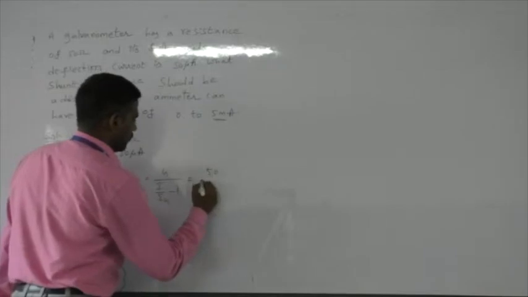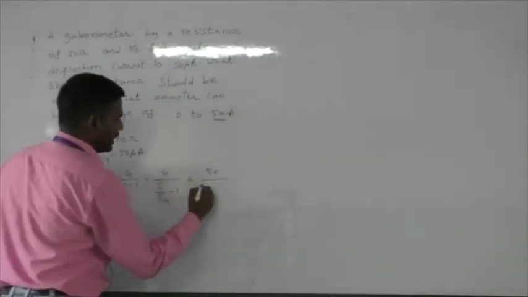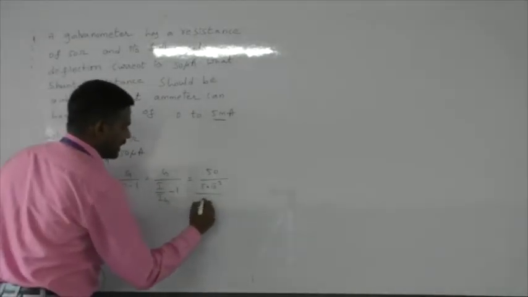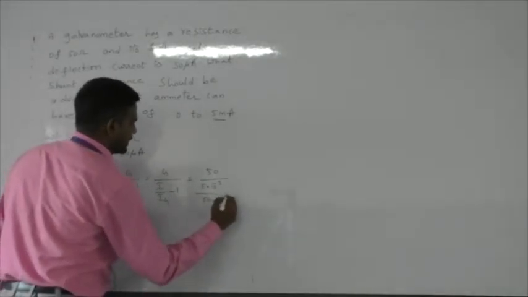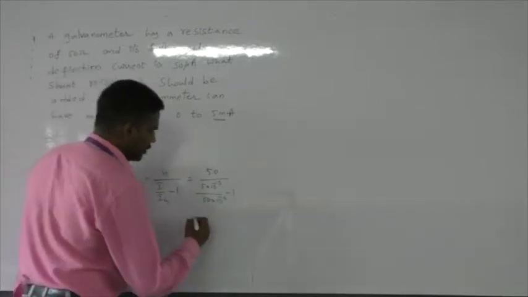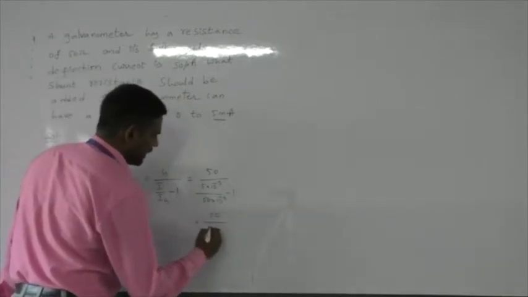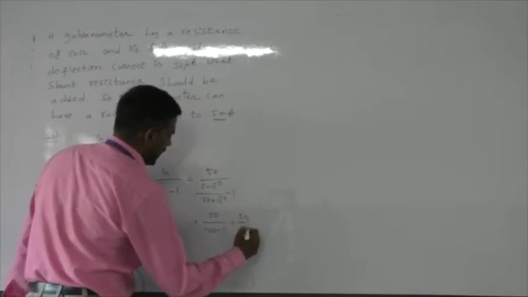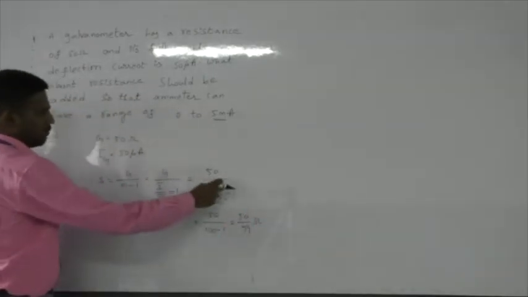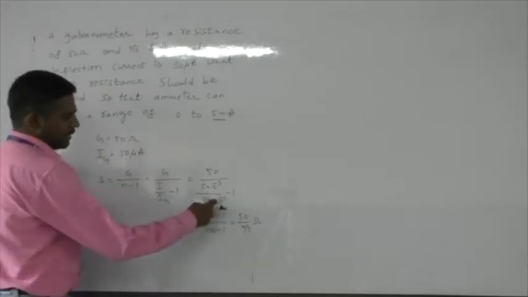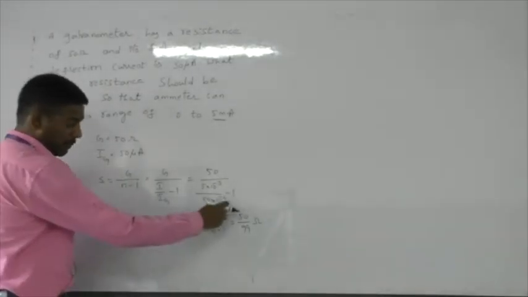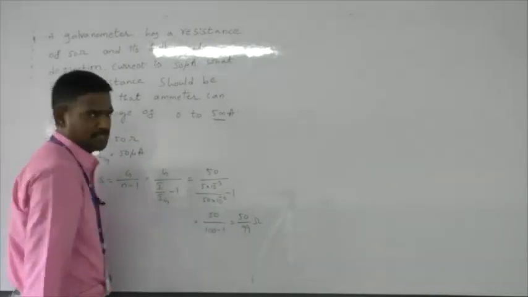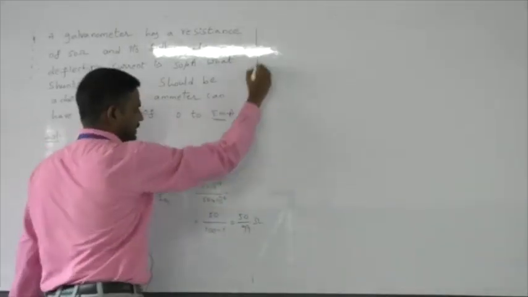So 50 ohms divided by, I by Ig is nothing but 5 into 10 to the power of minus 3 divided by 50 into 10 to the power of minus 6, minus 1. This gives you 50 divided by 100 minus 1, so 50 by 99 ohms. Here 10 power minus 3 and 10 power minus 6 give 10 power 2, that is 100, in the denominator, minus 1. So 50 by 99 ohms. In this way we can do this sum.